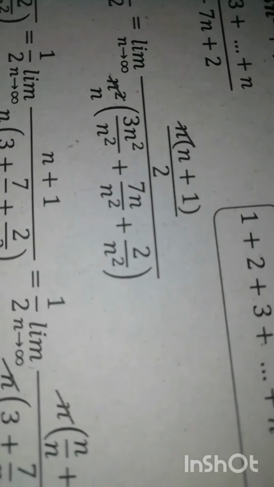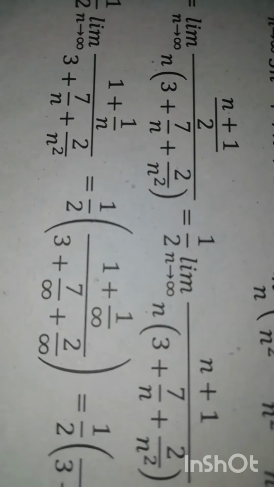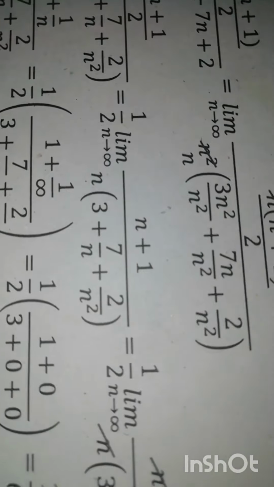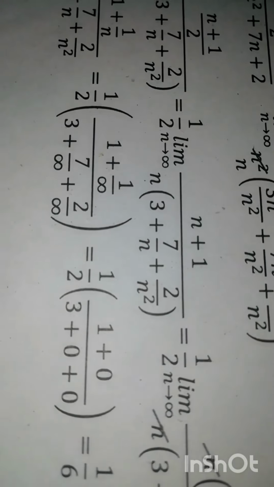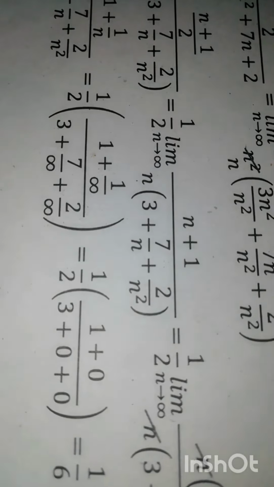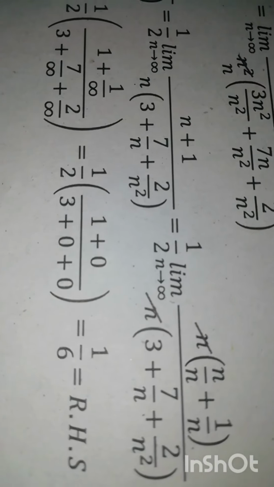Now we can take the n here. So n by n plus 1 by n. So n is cancelled, n by n is 1. So finally we get what, the simplest form? 1 plus 1 by n divided by 3 plus 7 by n. Substitute the limit: 1 by 2, 1 plus 0, 3 plus 0 plus 0. The answer is this. Okay, see step by step.